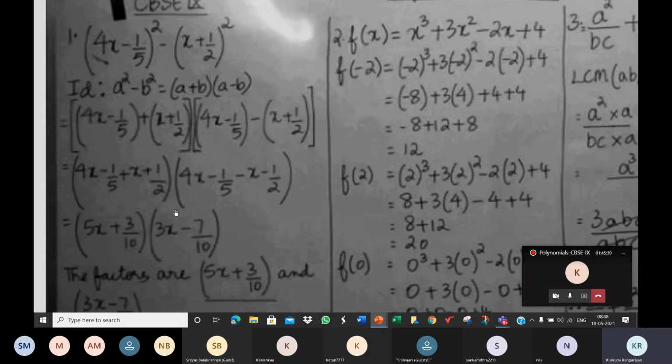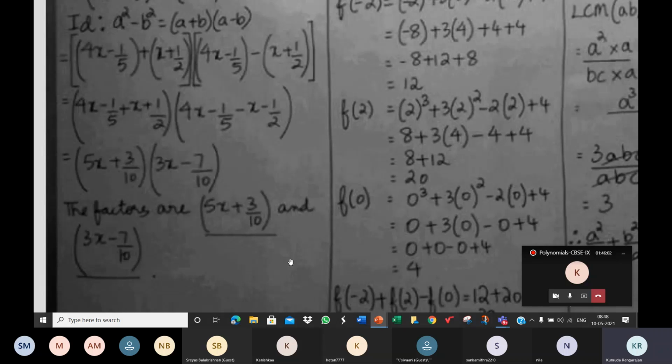Remember, we had a similar question in the test. I think it was one of the factors of the expression. So just work this with the identity, and this is what we get. These are the two factors of this expression given.